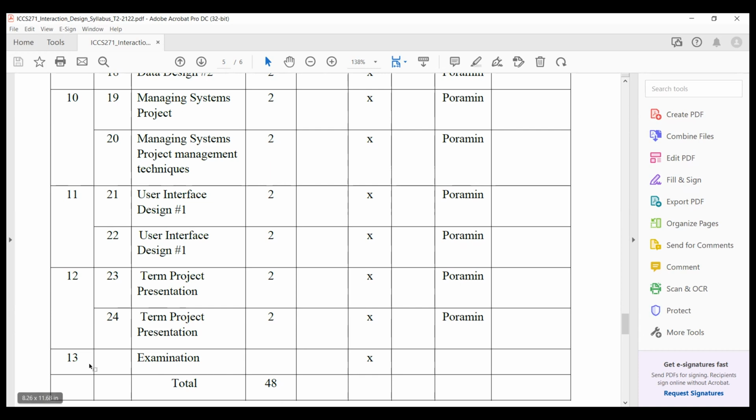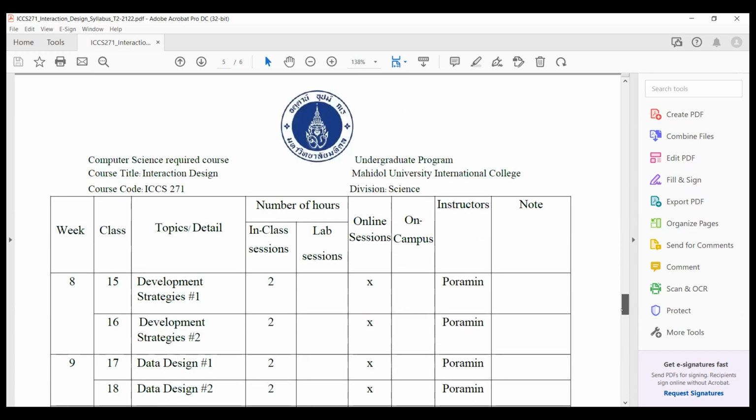And lastly, we have the final examination. The final examination is online as well. Okay, so this is the schedule that we have for this class.